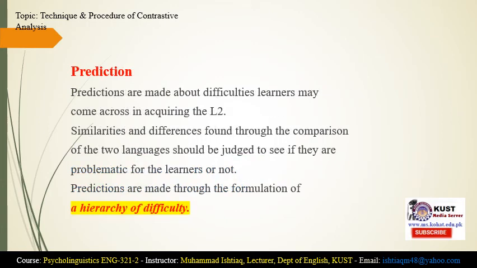Fourth one is prediction. When we have compared the two languages at all these levels or at some levels, we can predict. Predict what? Predict about difficulties learners may come across in acquiring the L2. At which level, whether there are more differences at the phonological level or morphemic level or syntactic level, whatsoever the level, then we can make predictions about the difficulties and errors.